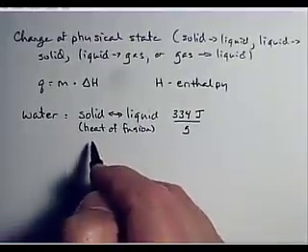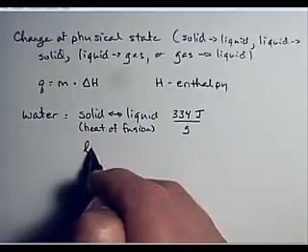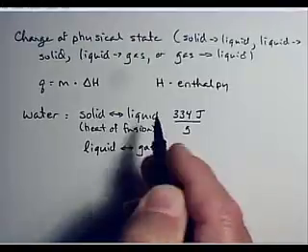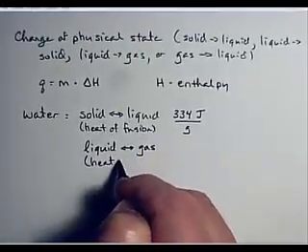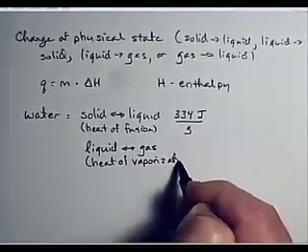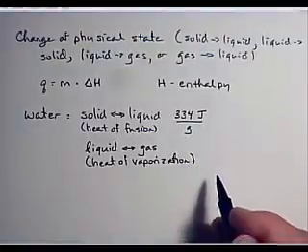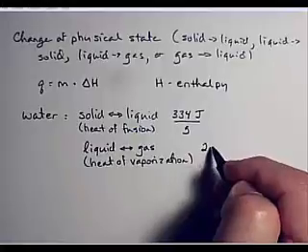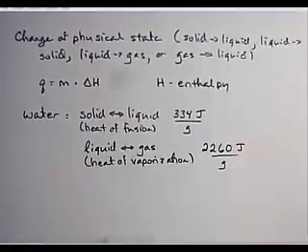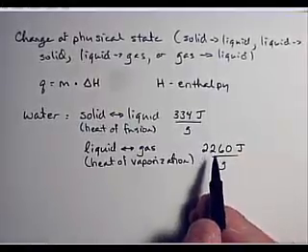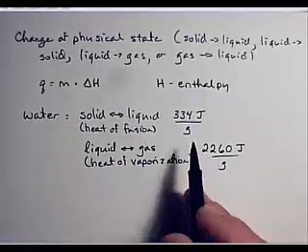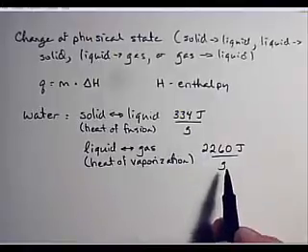If we're going from liquid to gas or back, this is often called the heat of vaporization. That is 2,260 joules per gram. So this is a huge number by comparison to the other values you've been looking at for the specific heat and for heat of fusion. This is huge. Okay?